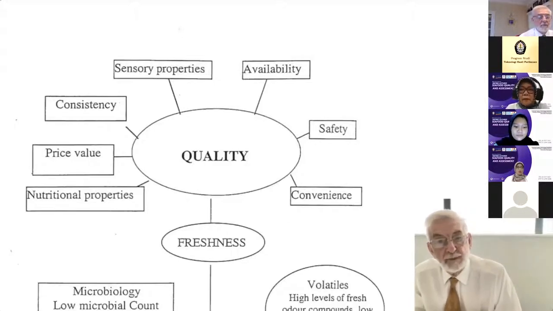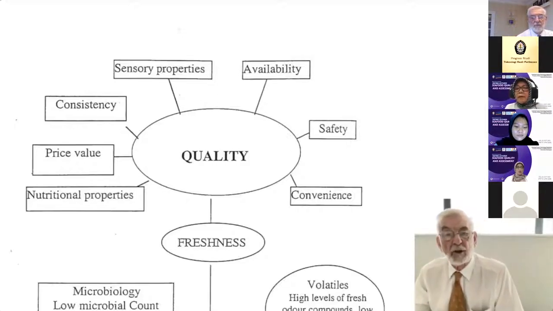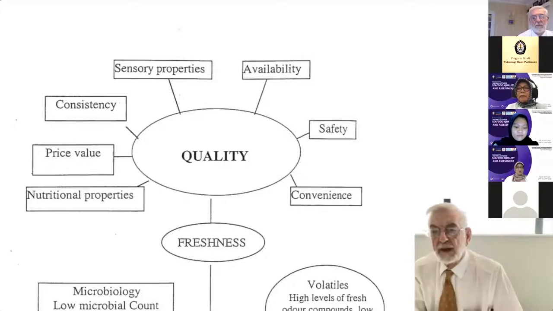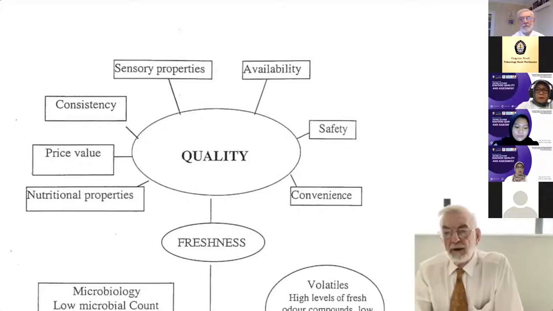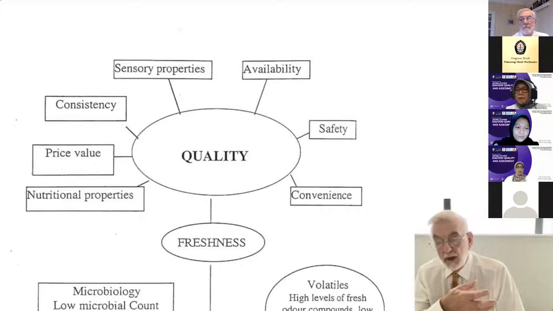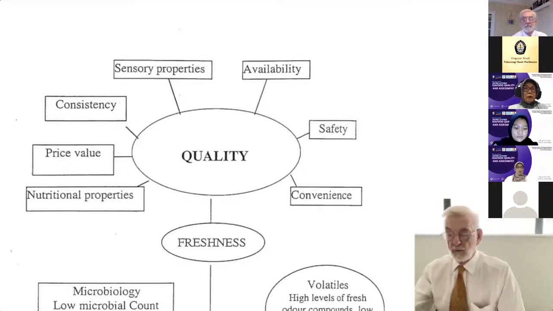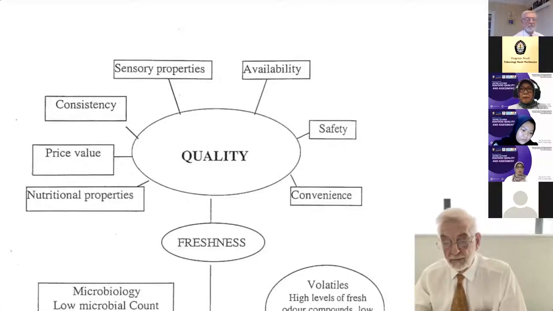Safety is fairly obvious. We don't want to be poisoned by eating the food. So looking at the microbiological aspects and some chemical aspects is a matter of quality. And finally, I've got convenience. In the UK, many people will buy battered or breaded white fish. All they have to do then is heat it up. So this is a factor of quality from their point of view, rather than buying fresh fish and battering it and cooking it from a raw material. They can just put it in the oven and cook it. So that's another factor in quality.